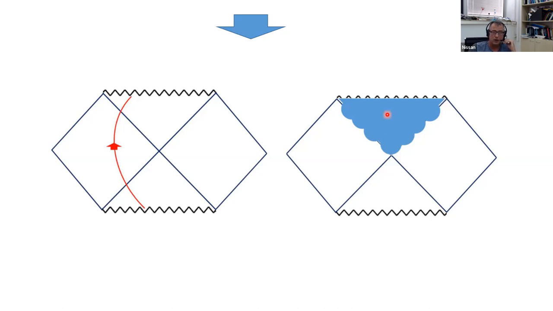Now, of course, I don't know how to calculate the back reaction of such a creature, but at least I can identify it.